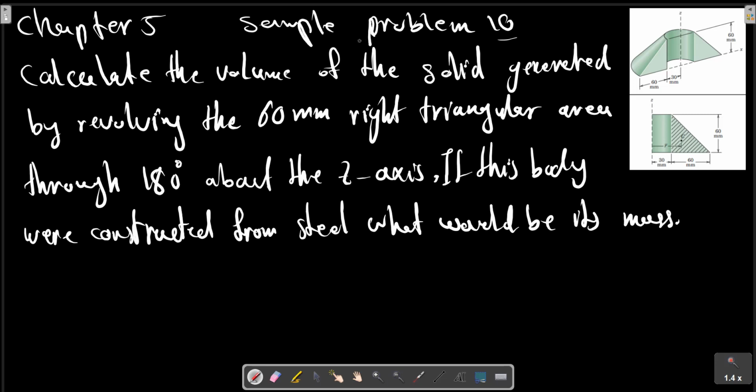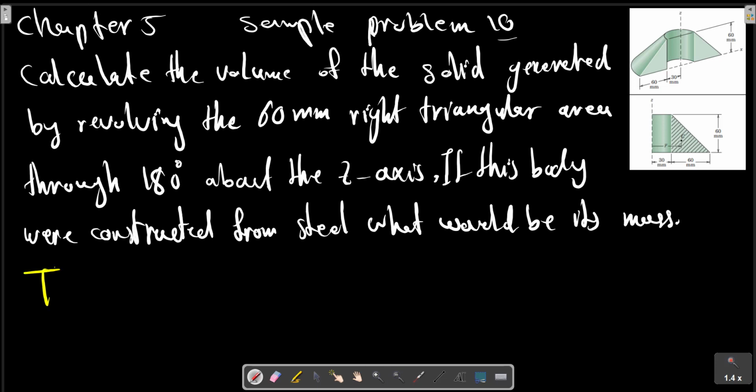Chapter 5, Sample Problem 10. Calculate the volume of the solid generated by revolving the 60 mm right triangular area through 180 degrees about the z-axis as shown in the picture. If this body were constructed from steel, what would be its mass?